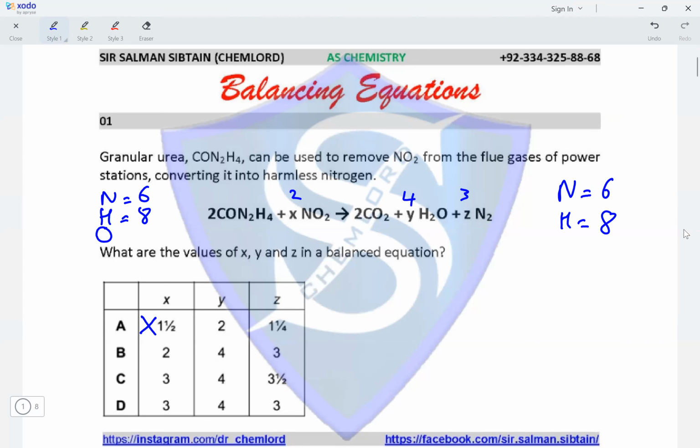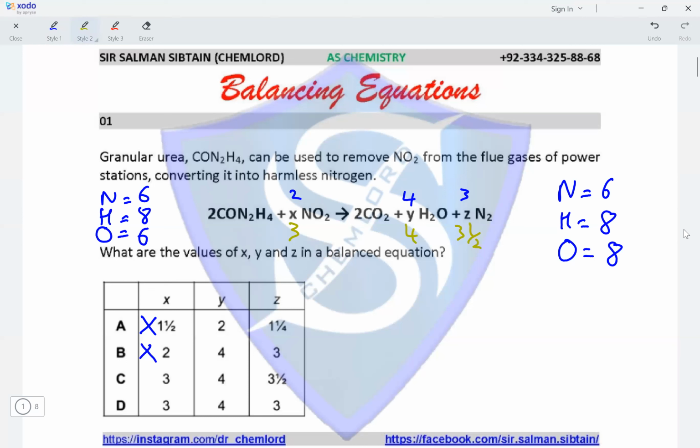Now for oxygen, we have 2 and 2 to the 4, total 6 oxygen on the left, and on the right we have got 4 plus 4, 8 oxygen on the right. Because of inconsistency in the atoms of oxygen present, option B gets eliminated. Now moving on to option C, we have X represented by 3, Y represented by 4, and Z represented by 3.5, which is possible because we've got half a molecule of nitrogen, which is one atom of nitrogen.